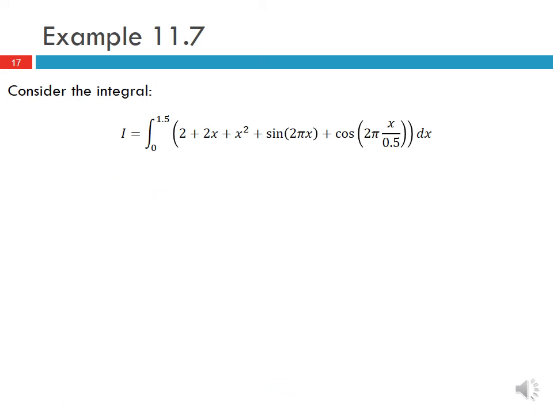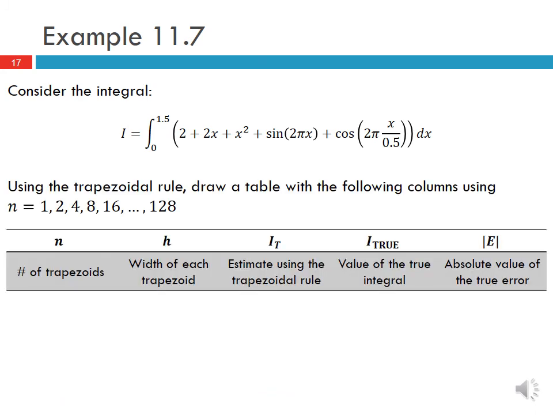So let's take a look at another example. Consider the integral shown here. We want to use the trapezoidal rule to draw a table with the following columns, using n equal to 1, 2, 4, 8, 16, etc. up to 128.